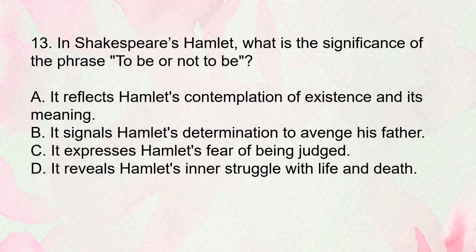Number 13, in Shakespeare's Hamlet, what is the significance of the phrase "to be or not to be"? Letter A, it reflects Hamlet's contemplation of existence and its meaning. Letter B, it signals Hamlet's determination to avenge his father. Letter C, it expresses Hamlet's fear of being judged. Or letter D, it reveals Hamlet's inner struggle with life and death.